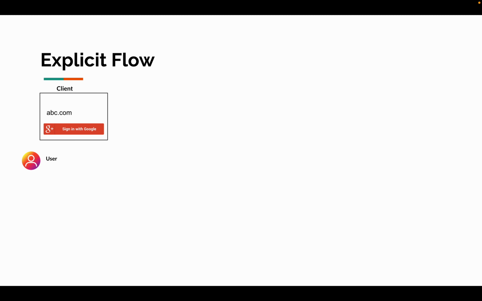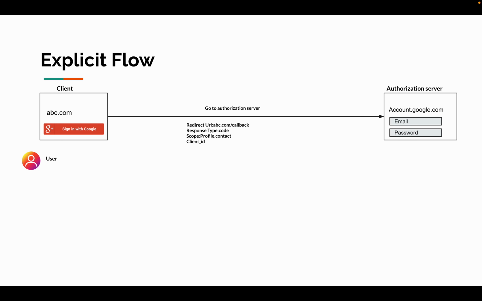Now, talking about how the explicit workflow works. There's a client, and he just wants to provide an option of login with Google.